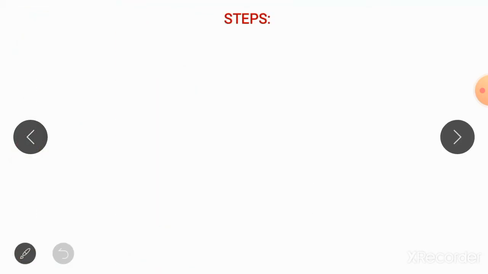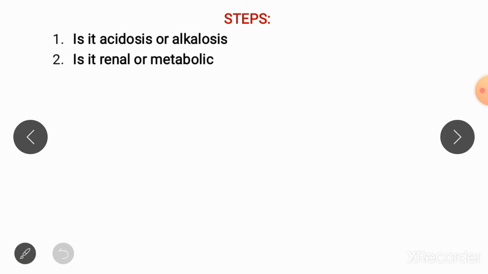First, you must know the steps of acid-base disturbance diagnosis. First, what you need to determine is whether it is acidosis or alkalosis. So, you are going to be given a pH, and from that pH, you have to determine whether this is acidosis or alkalosis. Secondly, after you have determined whether it is acidosis or alkalosis, now you have to determine the type of disorder. If it is acidosis, either it is metabolic acidosis or respiratory acidosis, or if it is alkalosis, either it is metabolic or respiratory.